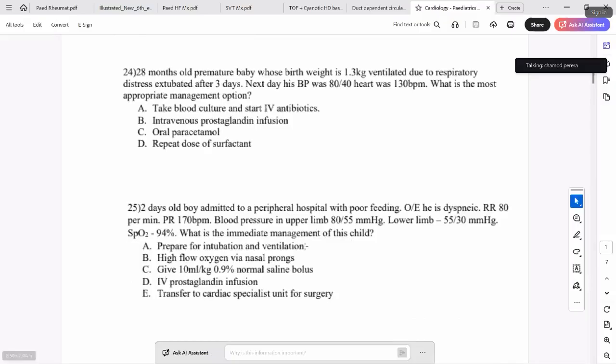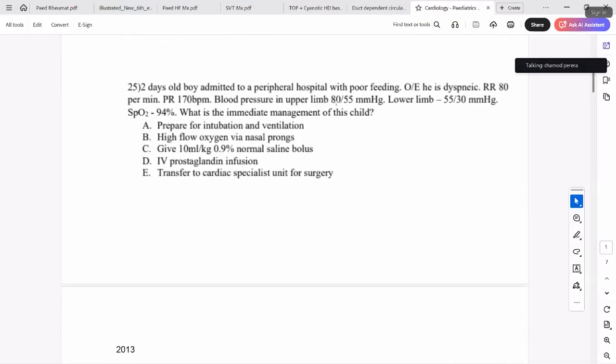So we'll go to the next question. A 2-day-old boy admitted to a peripheral hospital with poor feeding. On examination, he is dyspneic. Respiratory rate is 80. Pulse rate is 170, right? And blood pressure in the upper limb is 80, lower limb is 55/30. So there you can see a blood pressure discrepancy, and saturation is 94.